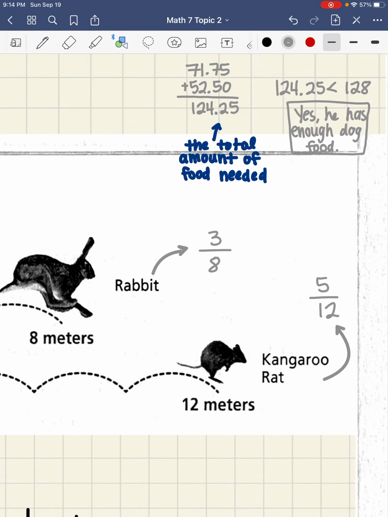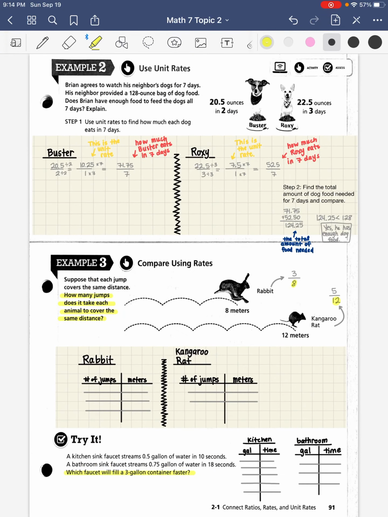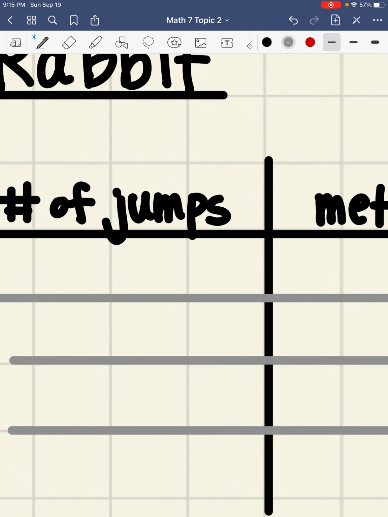And what I know is that I want to get to where my denominators are the same, because the question is asking how many jumps does it take each animal to cover the same distance. And I know mathematically we could figure out what number I can make my 2 denominators so that they're the same, but I also want to show you that you can use a table. So let's start with the rabbit. We know that he goes 3 jumps, and in those 3 jumps, he goes 8 meters.